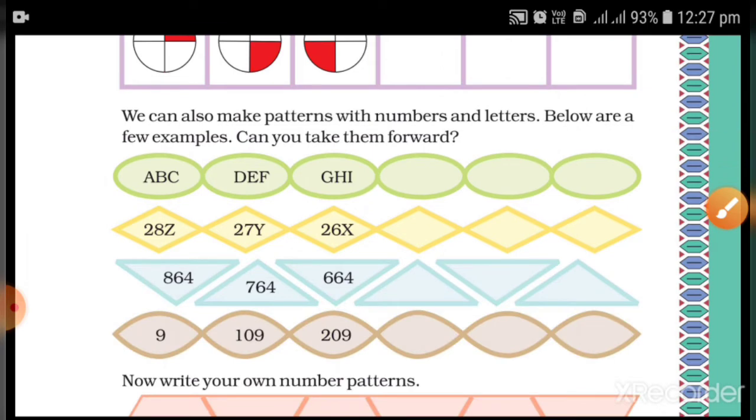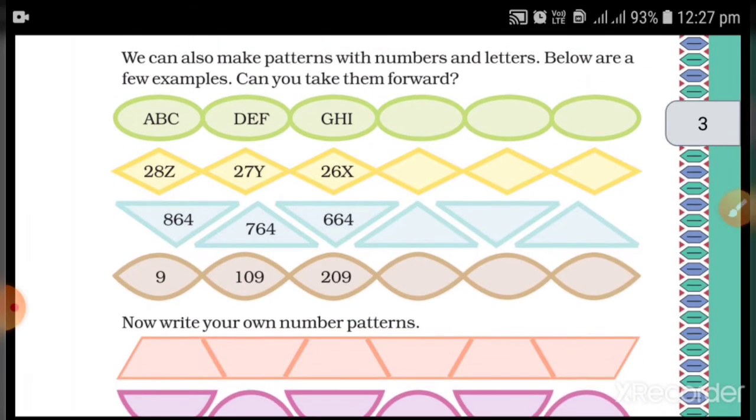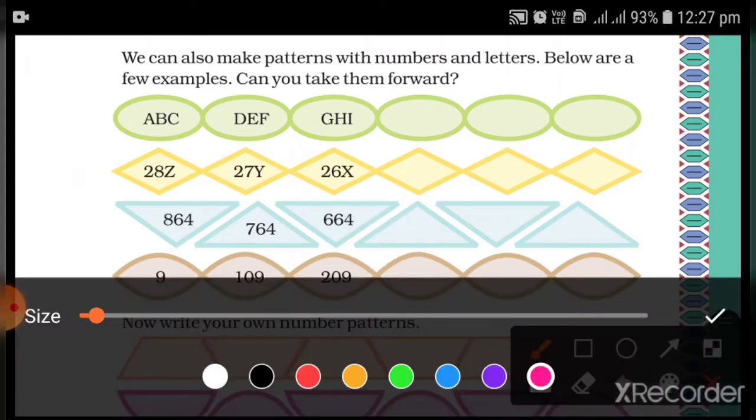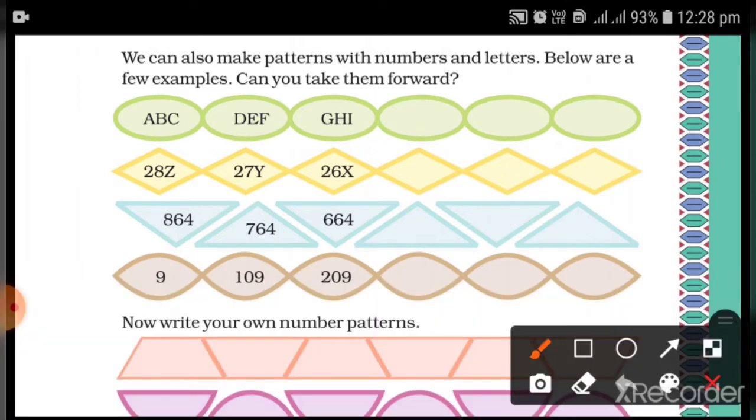We can also make patterns with different numbers and letters. Below are a few examples. Here you have to complete the patterns writing with the numbers and alphabetical order. You have to remember A, B, C, D now. A, B, C, D, E, F, G, H, I, J, K, L, M, N, O, P, Q, R.